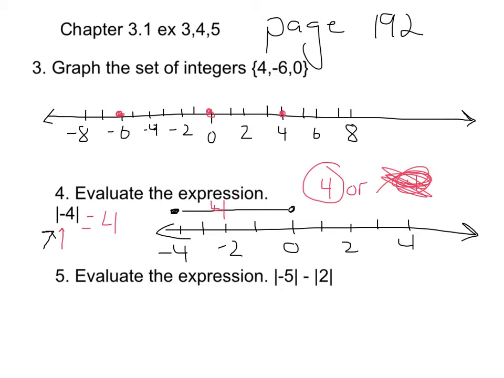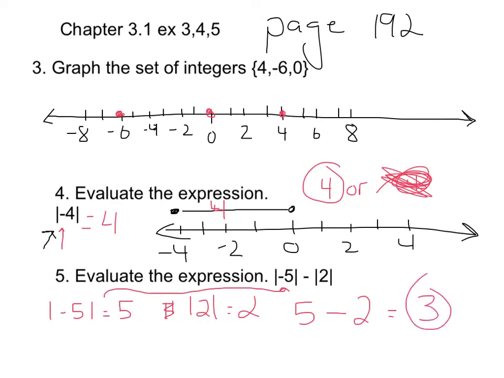So number 5 asks us to evaluate the expression the absolute value of -5 minus the absolute value of 2. So the first thing I want to do is, what is the absolute value of -5 by itself? It is 5. What is the absolute value of 2? It's 2. Okay? So we plug this in here. Absolute value of -5 is 5 minus, we keep the minus sign, 2. 5 minus 2, we know, is 3.